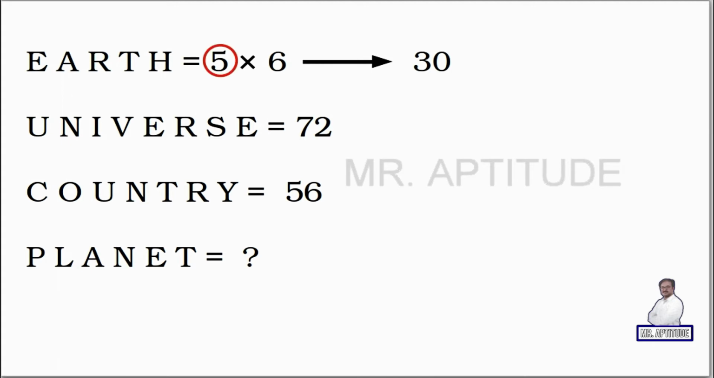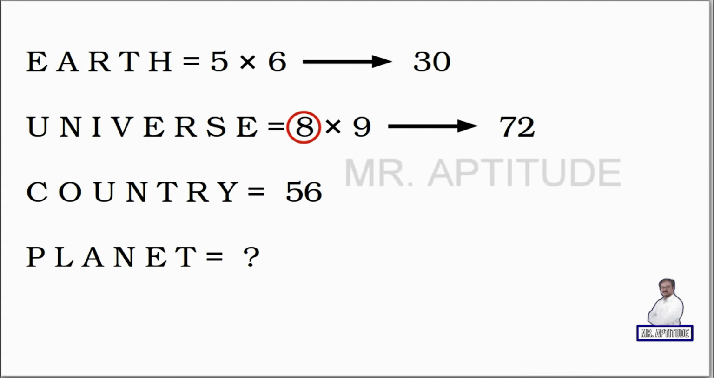5 is the number of letters present in the word. 6 is nothing but 5 plus 1. As the number of letters is 5, 5 when multiplied by its next number, 5 6 times 30. In the same way, can we relate universe and 72? The number of letters present in the word universe is 8, when multiplied by its next number. As there are 8 letters, 8 9 times 72.